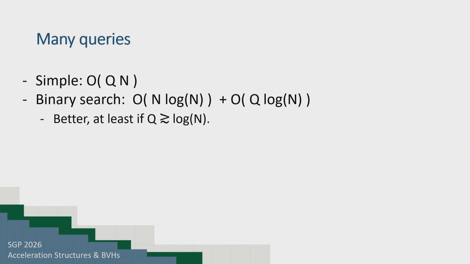Now, if you have many queries, it changes things a little bit. The simplest way is just repeating the search multiple times, so we get a complexity of Q times n. If you do the binary search, the first part, sorting our list, is unchanged. It doesn't depend on the query, so this stays n log n. But our second part now becomes Q times log n, where we repeat this binary search Q times. And that then becomes worth it, at least if our number of queries is large enough.